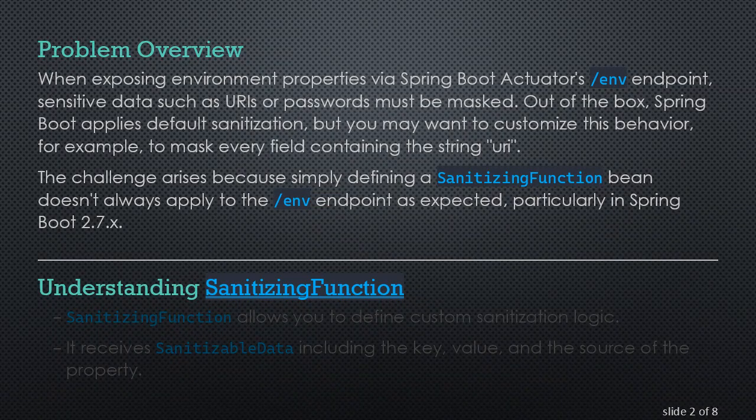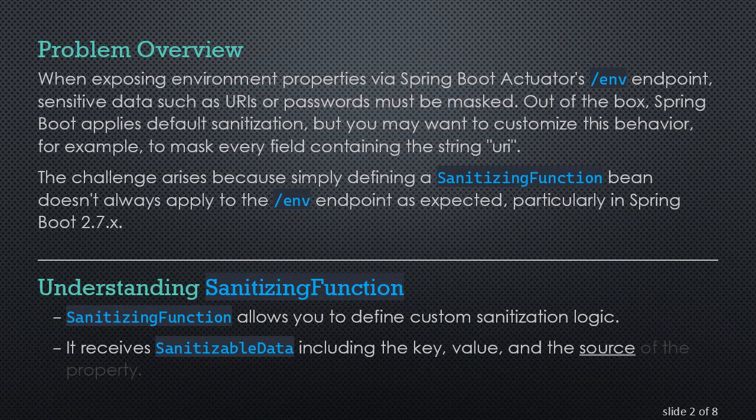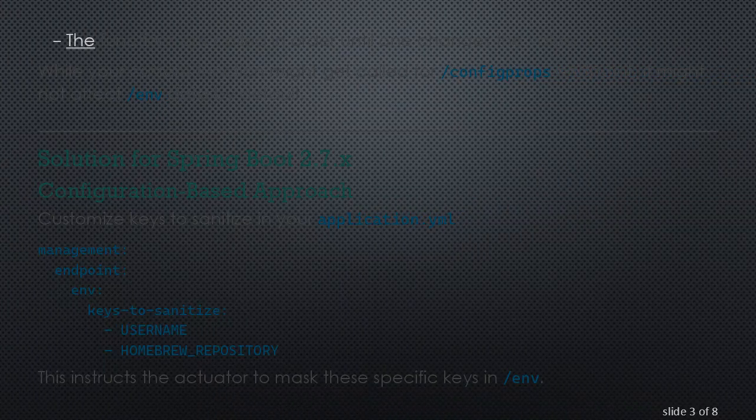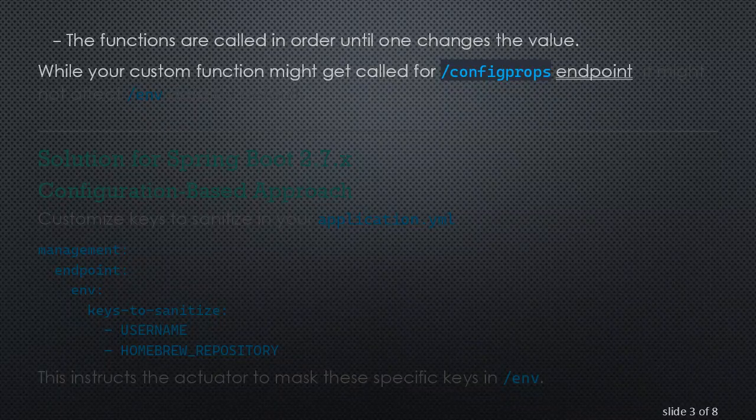Understanding sanitizing function. Sanitizing function allows you to define custom sanitization logic. It receives sanitizable data including the key, value, and the source of the property. The functions are called in order until one changes the value. While your custom function might get called for /configprops endpoint, it might not affect /env data by default.